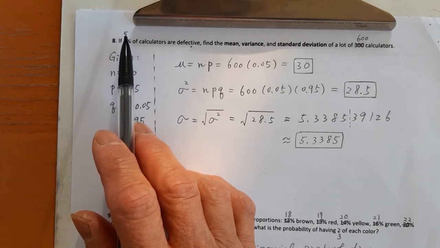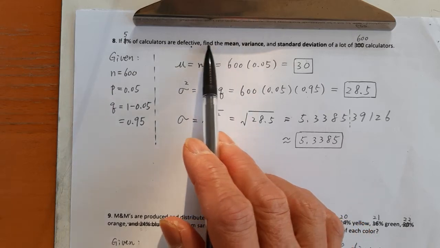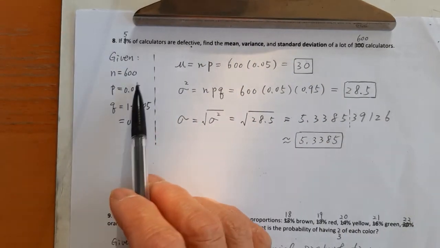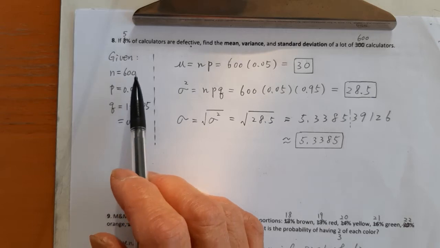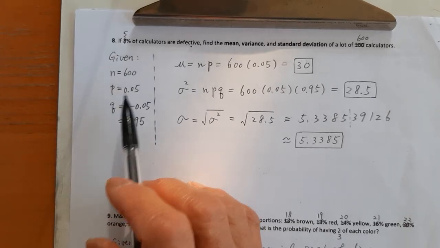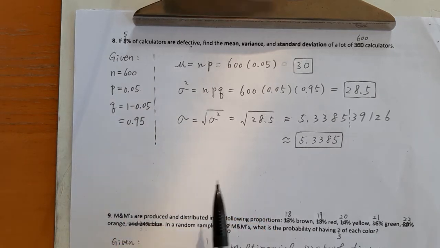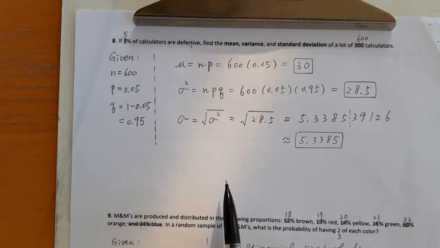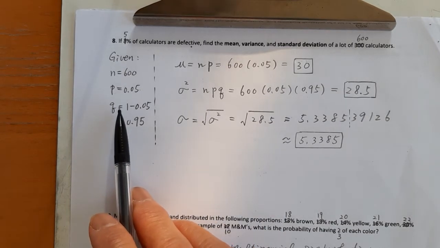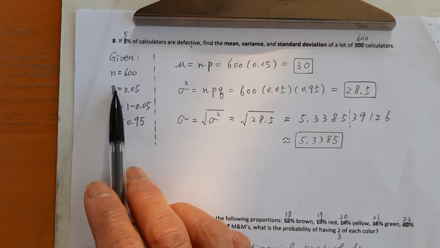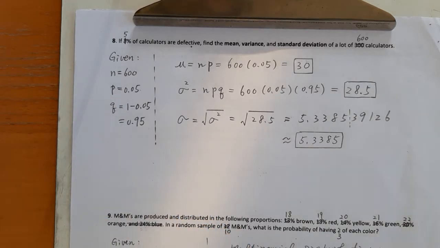The probability for defective, the success, because here we want to find the defective, so p for defective is 5%. Change to decimal, it is 0.05. q is 1 minus 0.05, which is 0.95. Each trial has 2 outcomes, so this is a binomial distribution, so we use the formula for binomial.